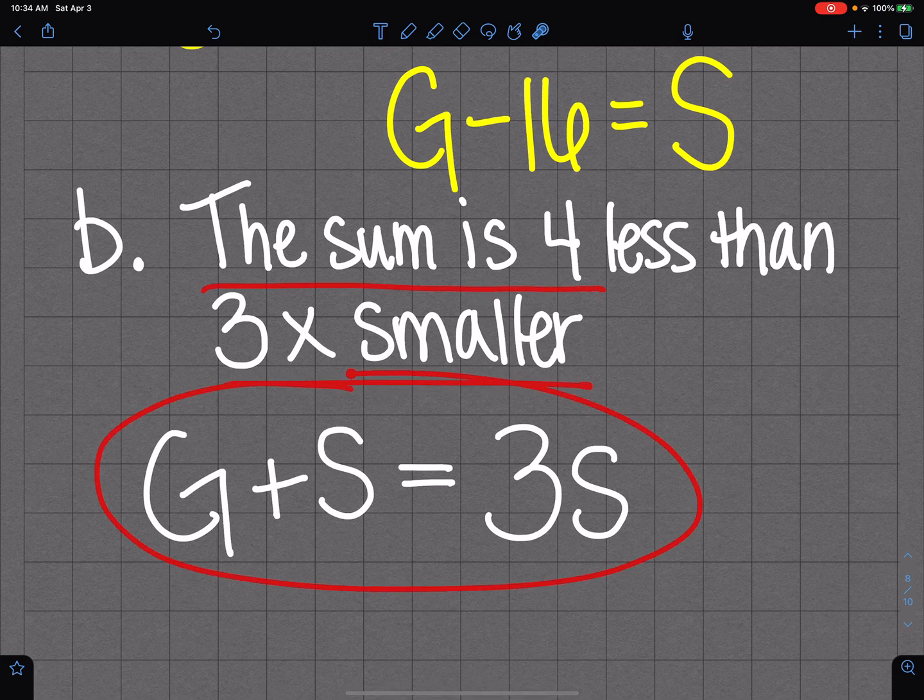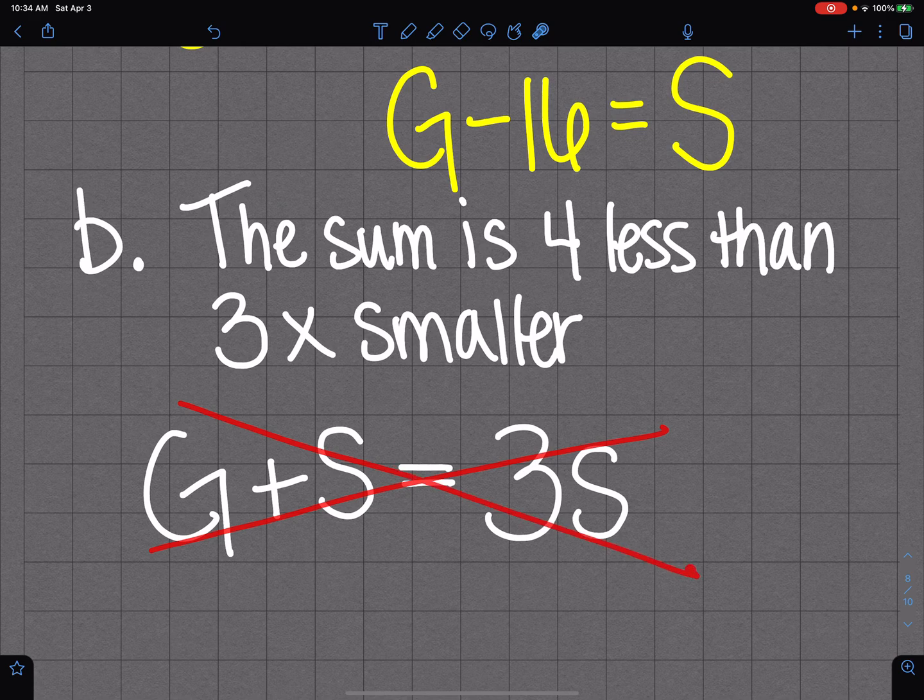I only wrote a part of that equation, so we know that it's wrong. Now let's read it again, because we're going to have to figure out what to do with this 4. The sum, that's this side, is 4 less than 3 times the smaller. So which side is bigger? Is it the sum or is it 3 times the smaller? I think you can see that 3 times the smaller is bigger, because it says the sum is 4 less than 3 times the smaller.